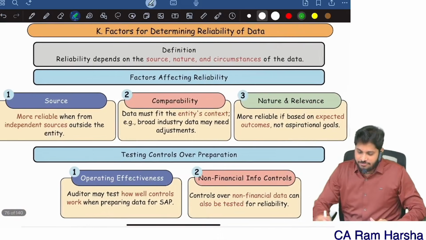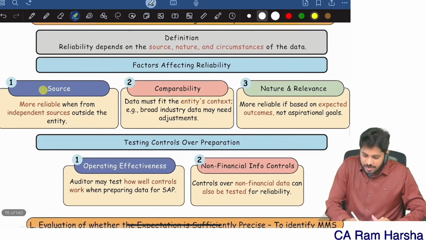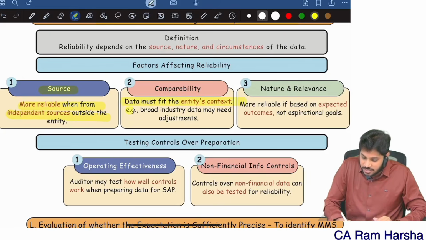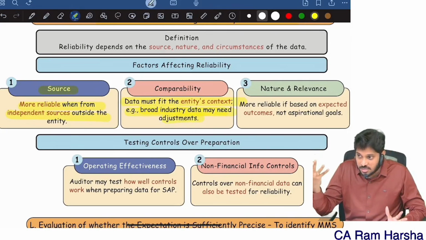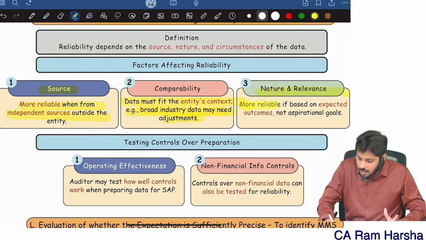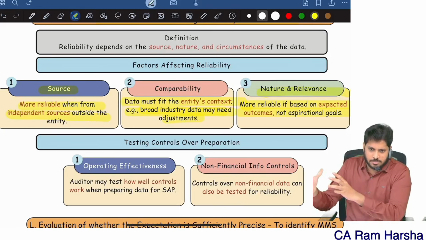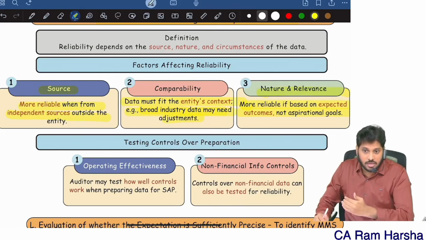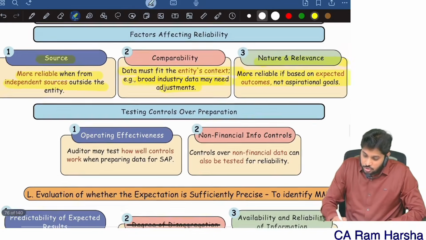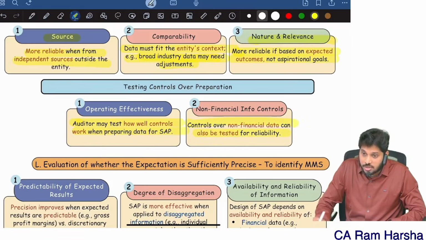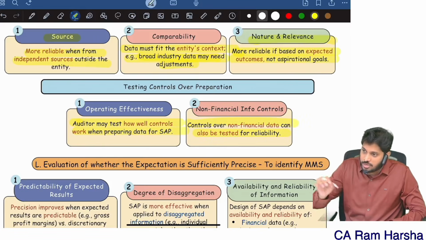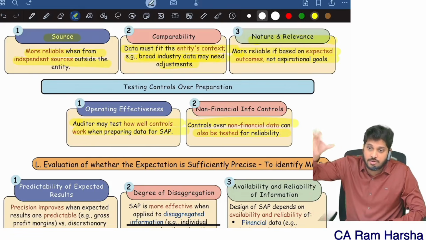Next, factors determining reliability of data. What are the factors? Source is more reliable when it is coming from an independent source. Comparability, data must fit the entity's context. For example, broad industry data may not be suitable for entities with specialized products. Reliability, more reliable if the expected outcome, for example, budgets are seriously taken, then only that is more relevant data. Controls over preparation of data, you need to test how well controls work, and you should also test controls over non-financial data. If controls are effectively working, then the result of the analytical procedure will be more effective.